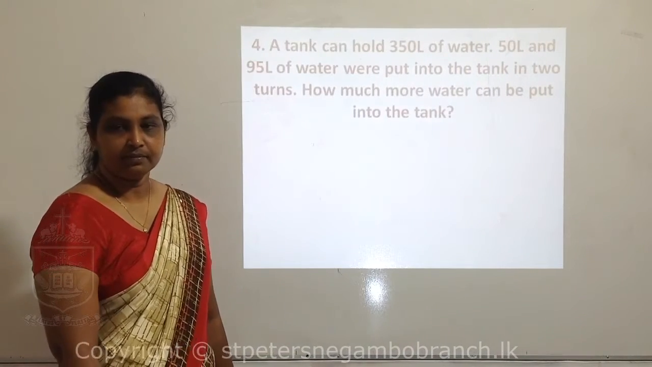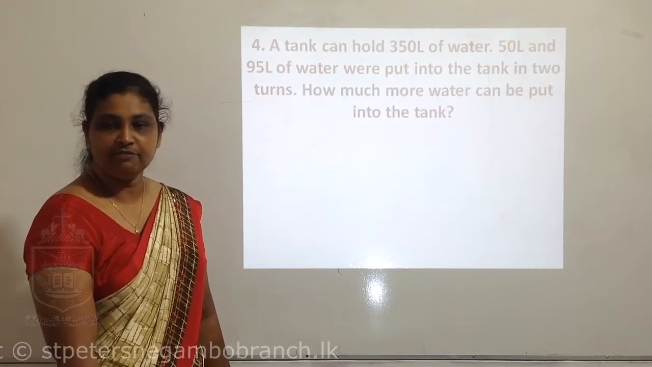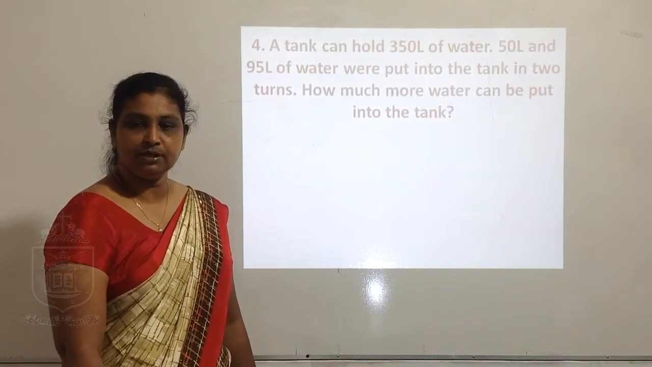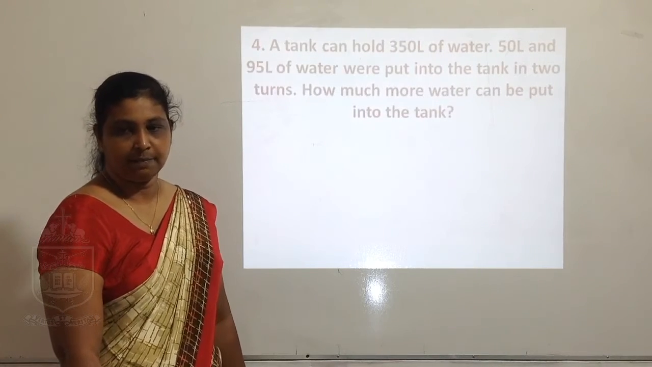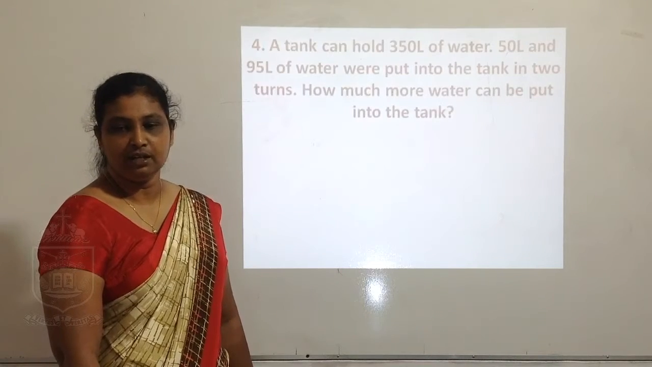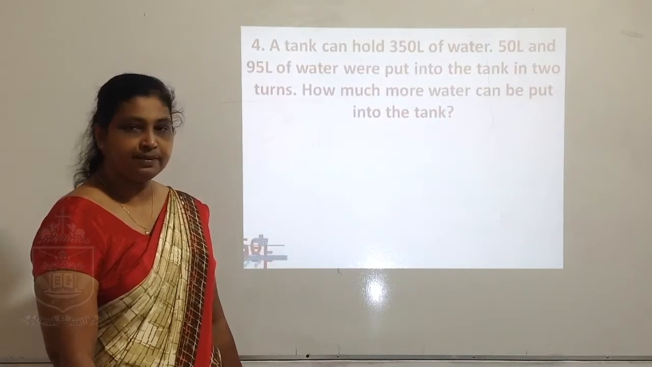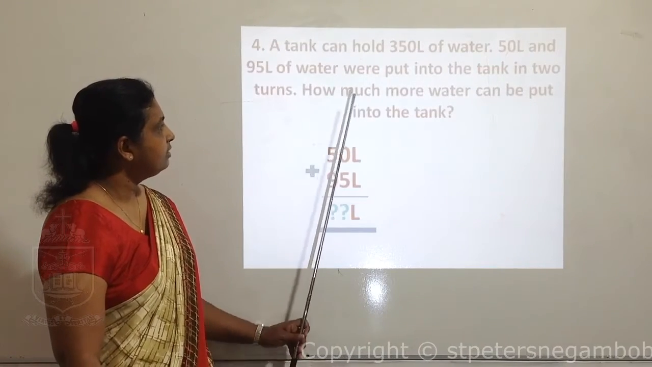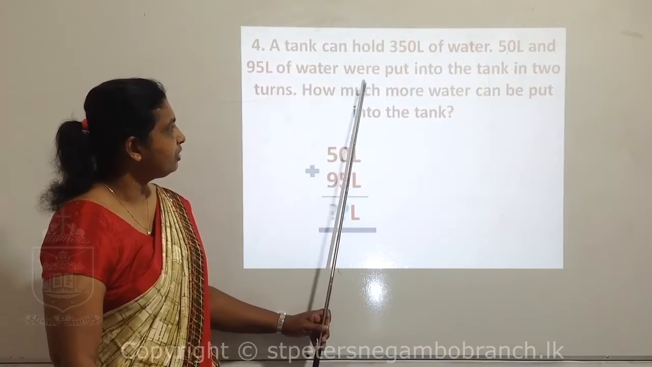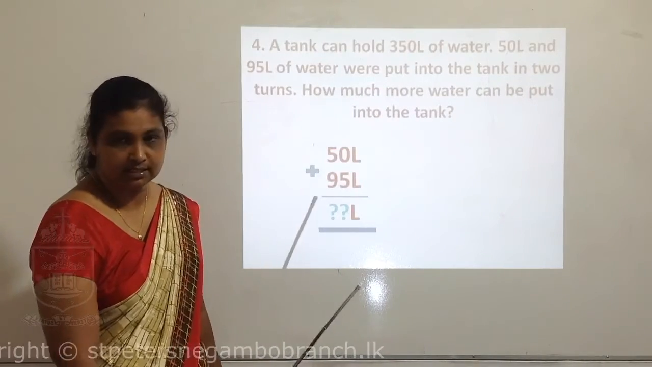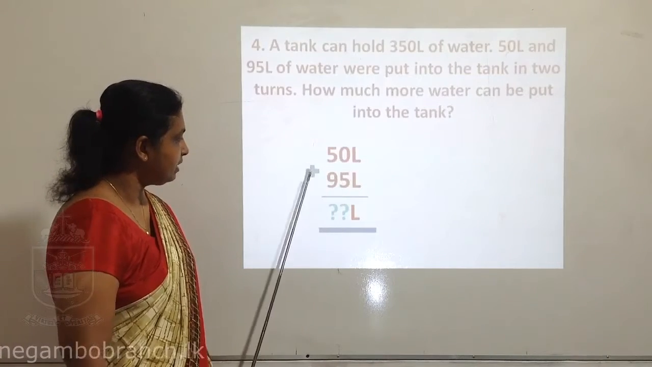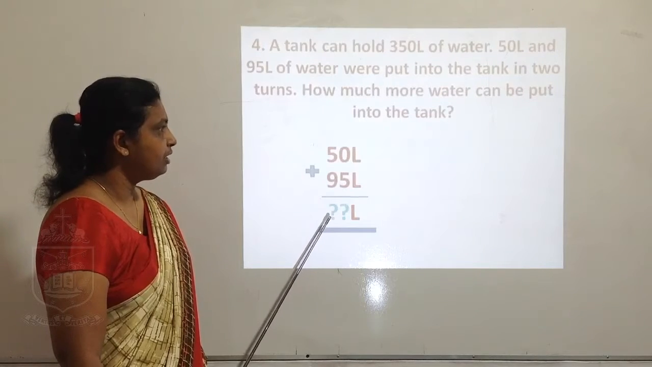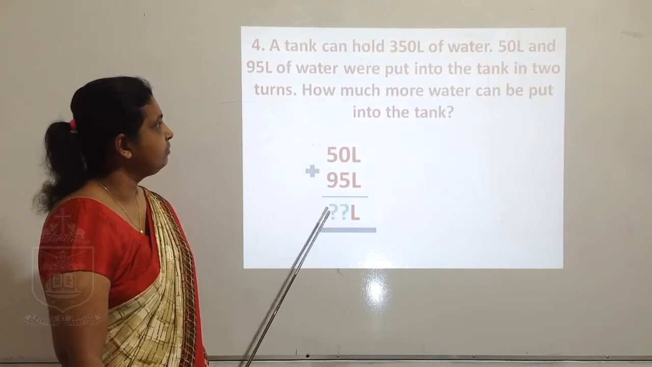Fourth question. A tank can hold 350 liters of water. 50 liters and 95 liters of water were put into the tank in 2 turns. How much more water can be put into the tank? So the first step is you have to find the total amount of water put into the tank in 2 turns. It is 50 liters plus 95 liters. So this is the total amount of water put into the tank.